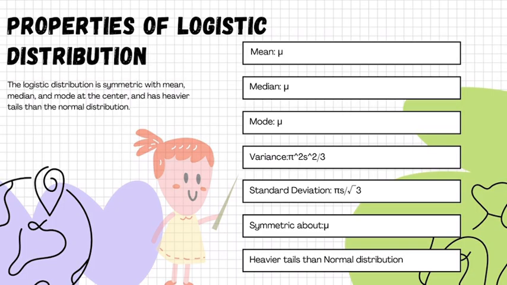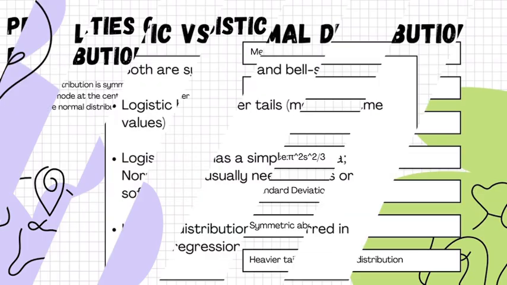Heavier tails, an important difference. This is where the logistic is different from the normal distribution. It has heavier tails. What does this mean? It means extreme values are slightly more likely, more outliers compared to the normal distribution. So the curve falls more slowly at the ends.